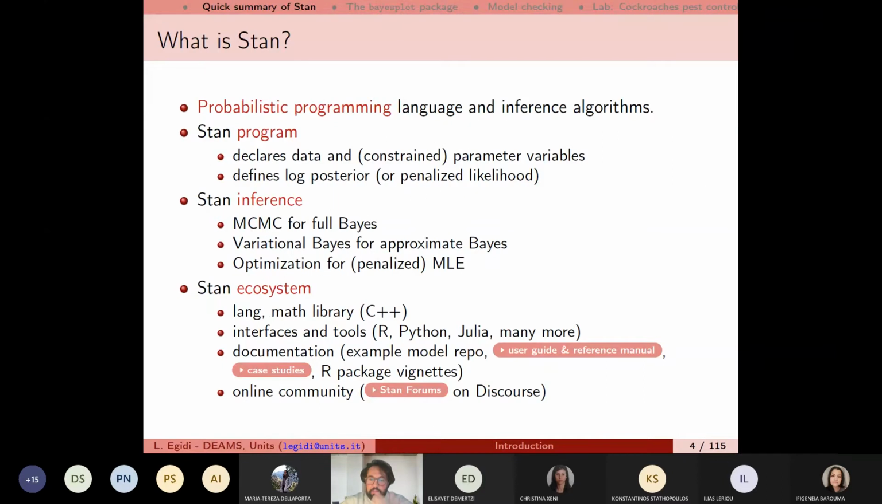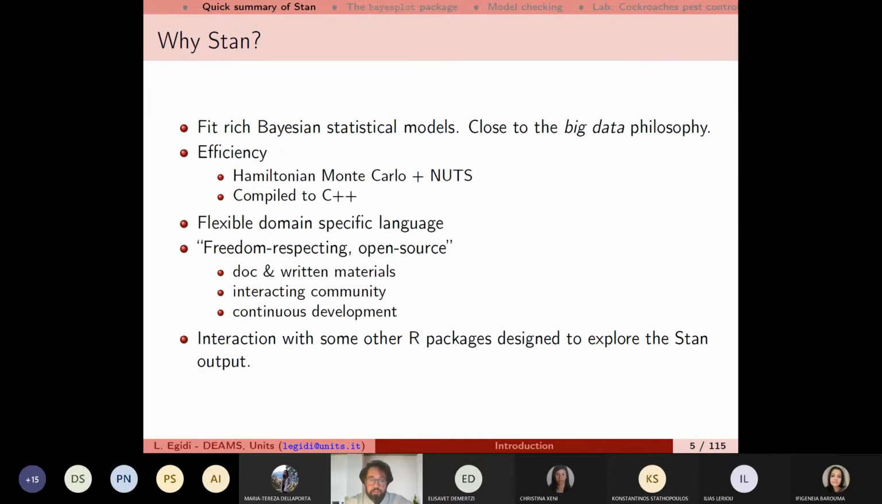The nice thing about Stan is that it is a very big ecosystem with many libraries and interfaces. Stan can also be used with Python, with Stata, with Julia. So there are many interfaces and much documentation. There is also an online community and the Stan forum, where you can write for any kind of problem. So it is very well maintained. I personally know some of the people working there, and I can tell you they are incredibly effective in answering many questions.